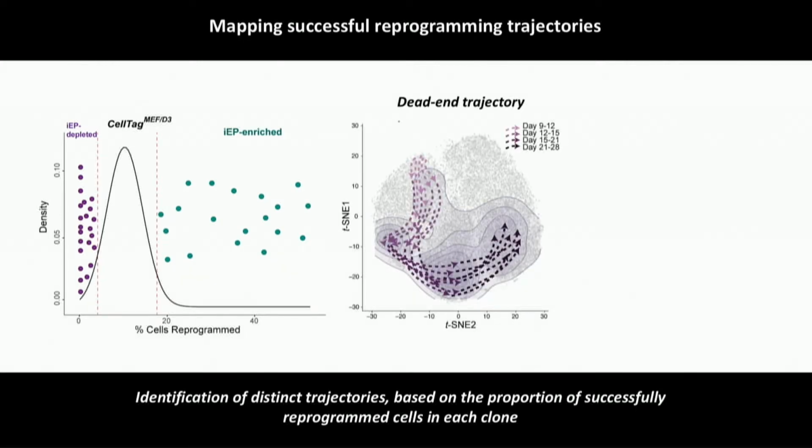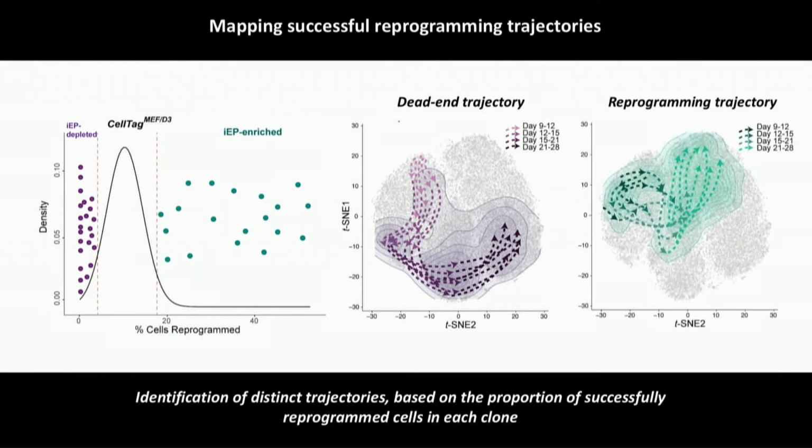We then can overlay this information onto the t-SNE. We use a contour plot here to see where these clones are actually landing. So we define this as a dead-end trajectory. These are from the IEP-depleted clones. We can also link the areas of highest clonal density from day to day to create these trajectories. Then when we look at the opposite, these super IEP-enriched clones, we can define the reprogramming trajectory. You can see here that it largely doesn't overlap much with the dead-end trajectory. So it was really nice to see such clear definition between these two different reprogramming paths.